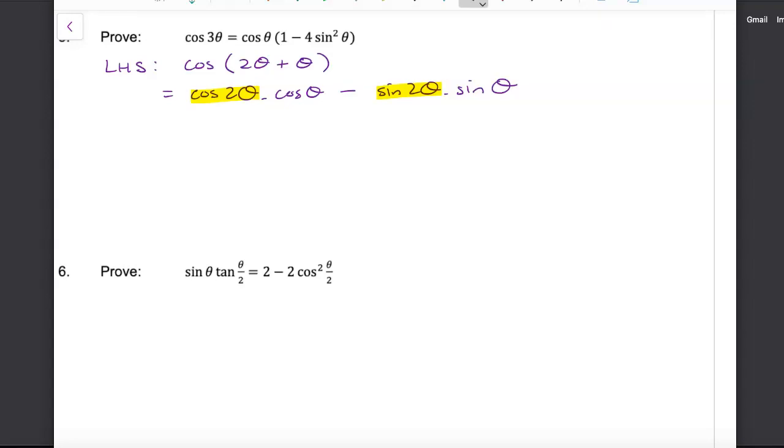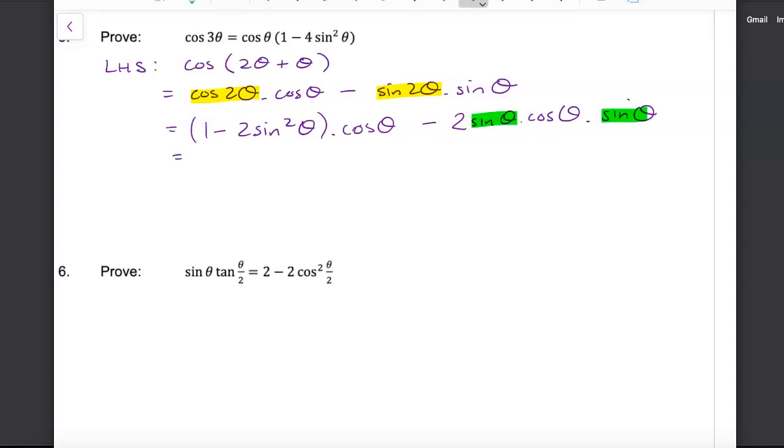Thinking about the fact that on my right hand side I've just got a single cos theta and I've got a sine squared theta, I'm going to change the first one to 1 minus 2 sine squared theta. Hopefully that will bring in that sine squared theta in the right side, and that's times cos theta. And then I'm going to use the double angle for the sine 2 theta, which is 2 sine theta times cos theta, and I've got times the sine theta left on the end. So I can bring these sine thetas together to make a sine squared theta.